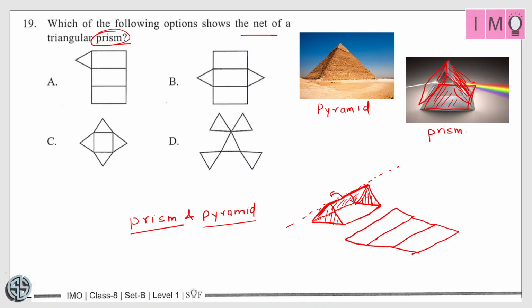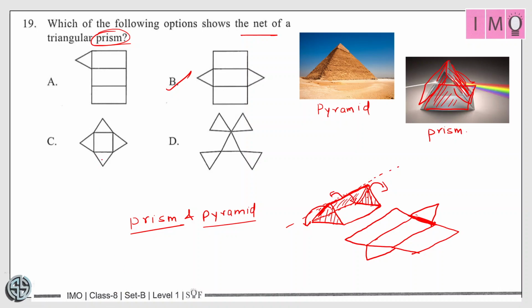This triangle, when you open it like that, and this triangle like that, so when it goes from that, because this is the common edge, and when you open that triangle, it will look like that. So this will be the net of our triangular prism. So option B is the correct answer, right?